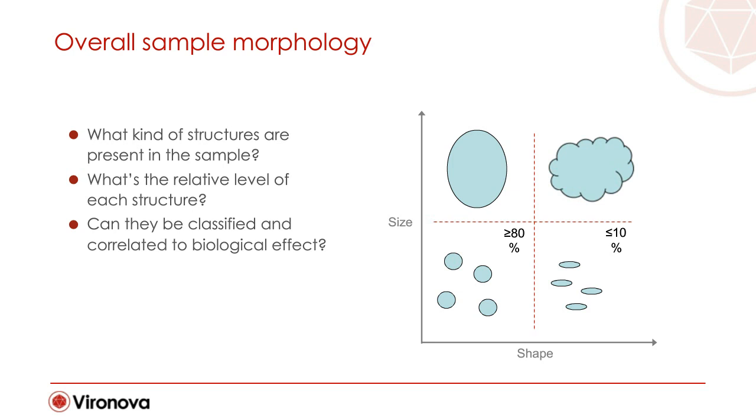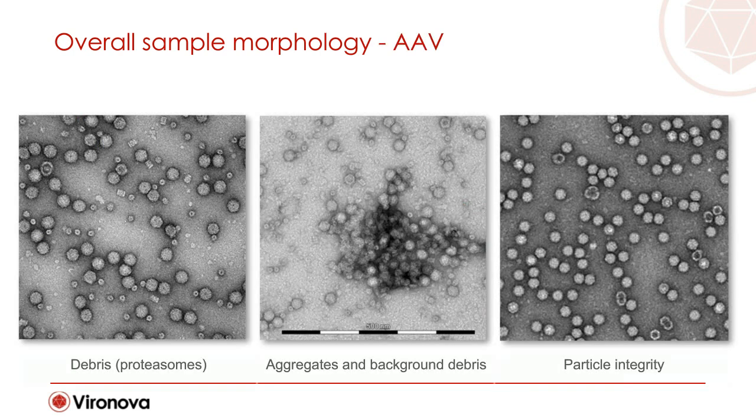Sometimes this is easier than others. Here, for instance, we have examples of 3 different adeno-associated viruses, the AAV particle. We know that it is the nice spherical intact AAV particle that gives the wanted biological effect. In the image to the left, you can see nice looking AAV particles. The background is quite smooth, meaning that there is not so much debris.